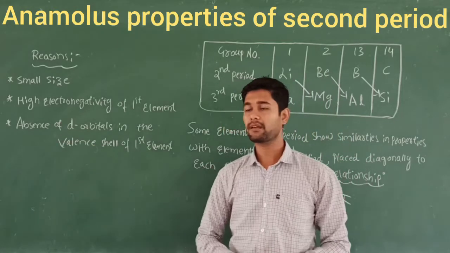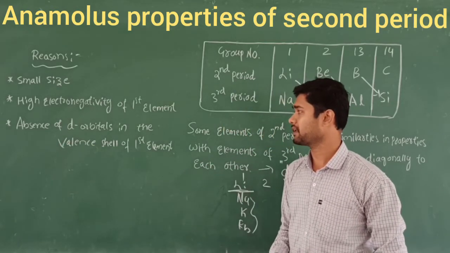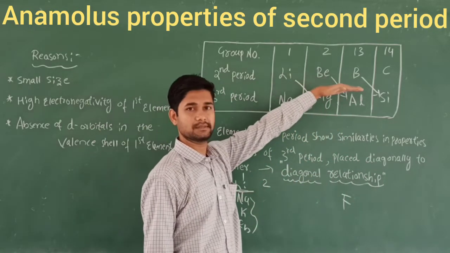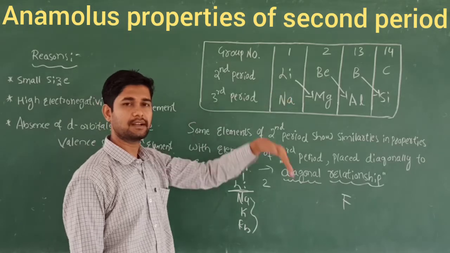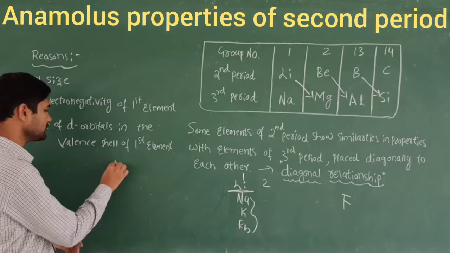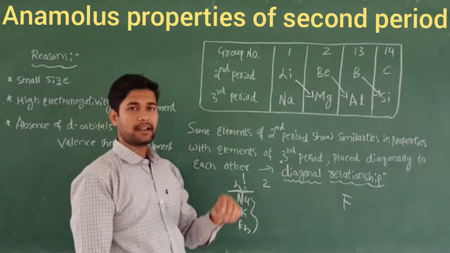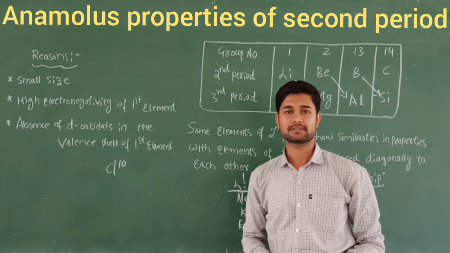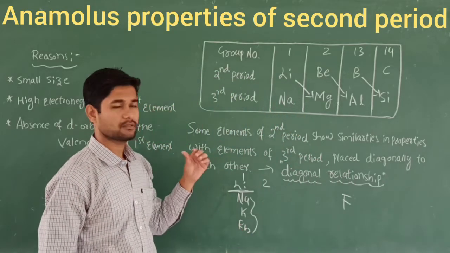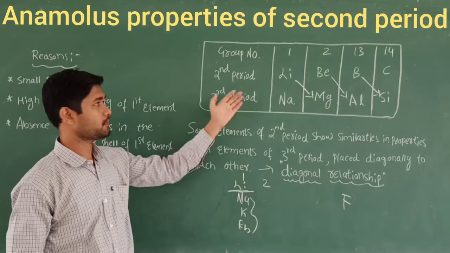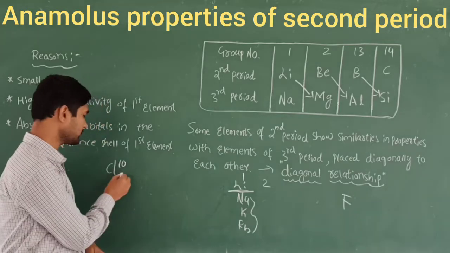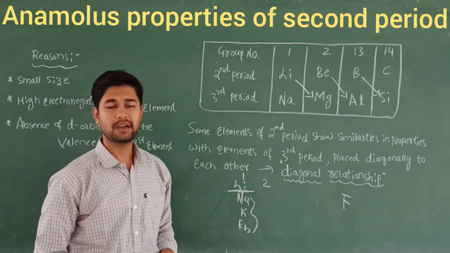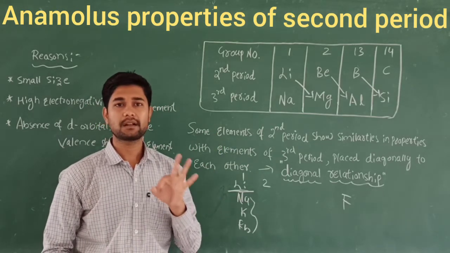And one more parameter: absence of d orbitals in the valence shell of this series. The d orbitals do not enter here, because d contains a maximum of 10 electrons. So when you write the electronic configuration of these elements, there is an absence of d orbitals. That's why we do not fill electrons in d orbitals. This anomalous behavior we call the diagonal relationship.